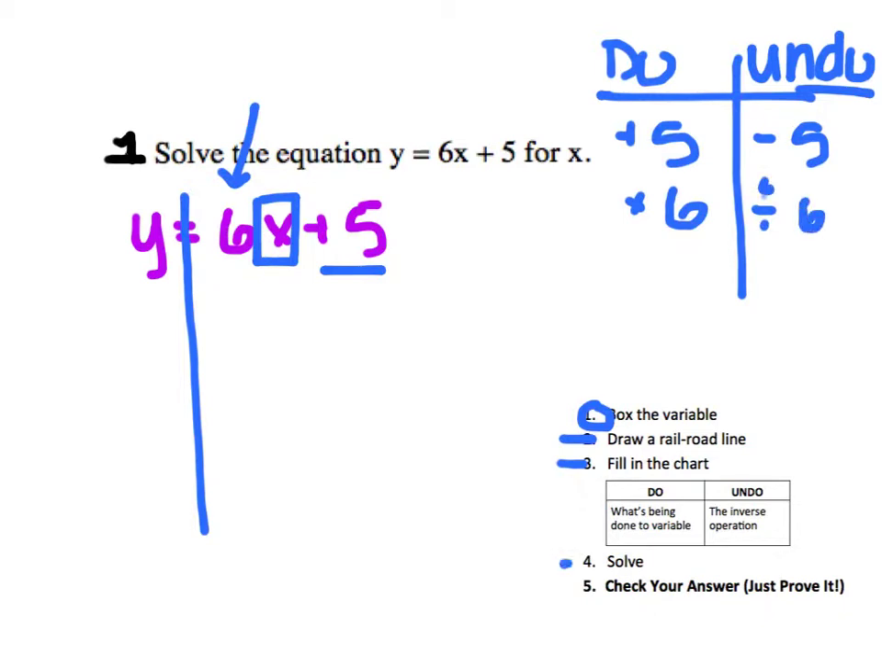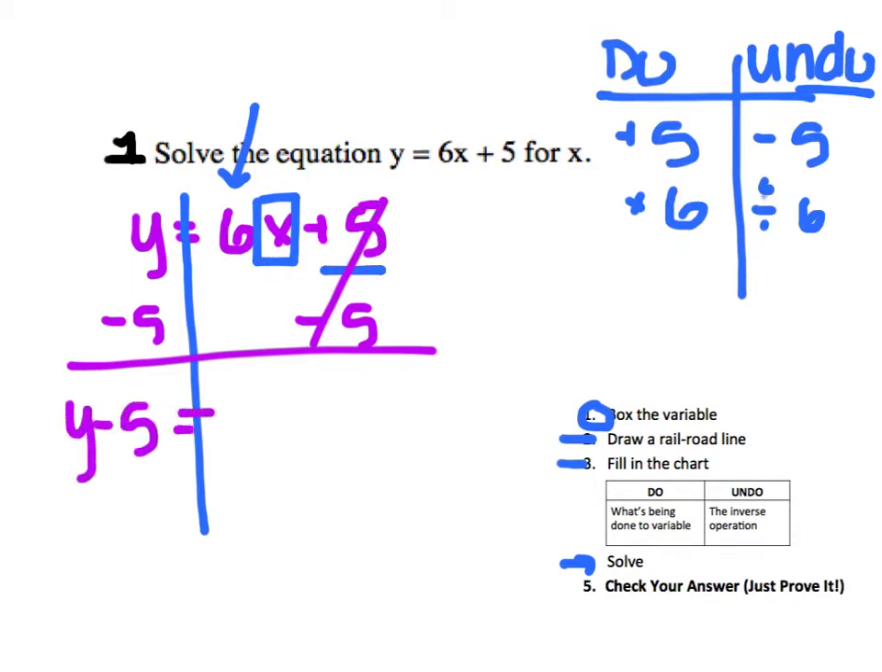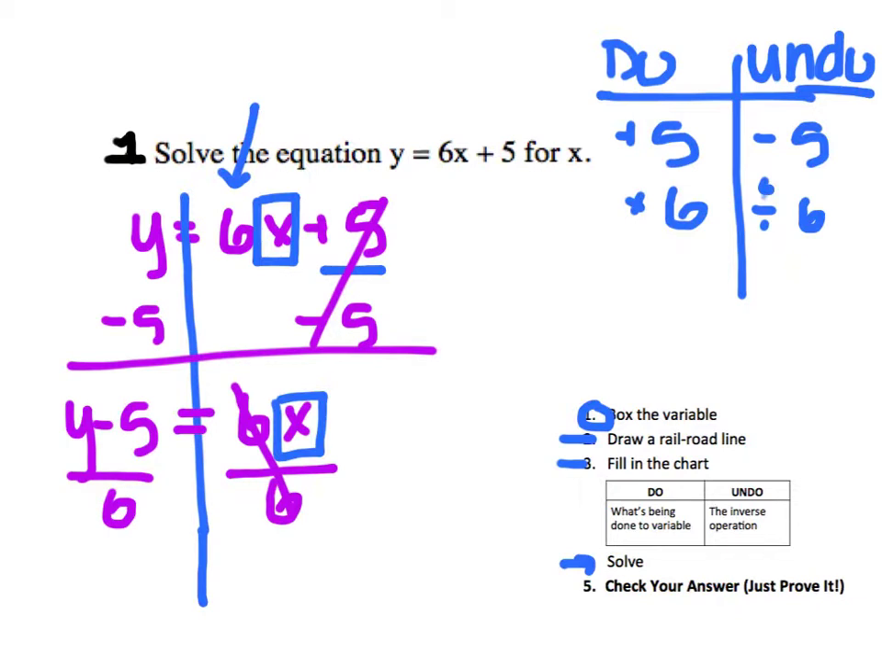All right, now we're actually going to solve. So let's subtract 5 from both sides. And these cross out. We have y minus 5 is equal to 6x. I'm going to box my variable again. And now what's being done is a multiplication by 6. So I'm going to divide both sides by 6. The 6's cross out. And I have y minus 5 over 6 is equal to x. Pause the video, make sure this problem is solved, and hit play when you're done. Ready, pause.